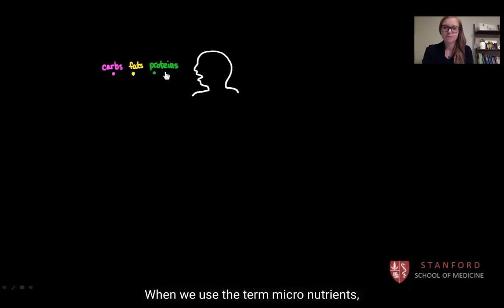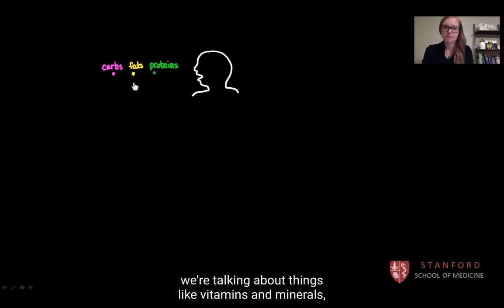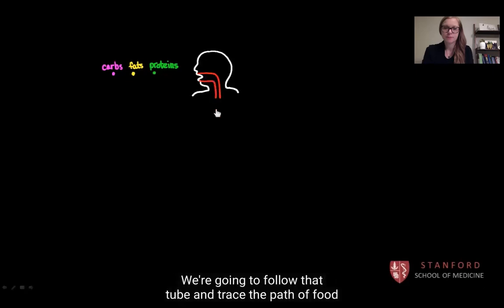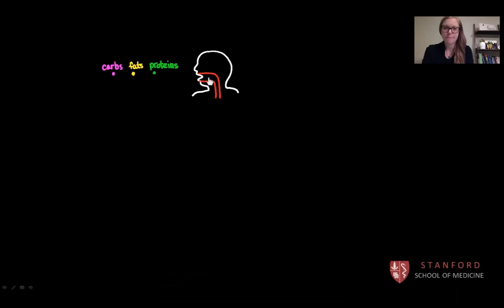When we use the term micronutrients, we're talking about things like vitamins and minerals and the other important components in the food that we eat. Now, the digestive tract is actually just a long tube that extends from the mouth all the way down to the anus. So we're going to follow that tube and trace the path of food after it enters the mouth and as it passes down this long tube that leads all the way through the digestive system.